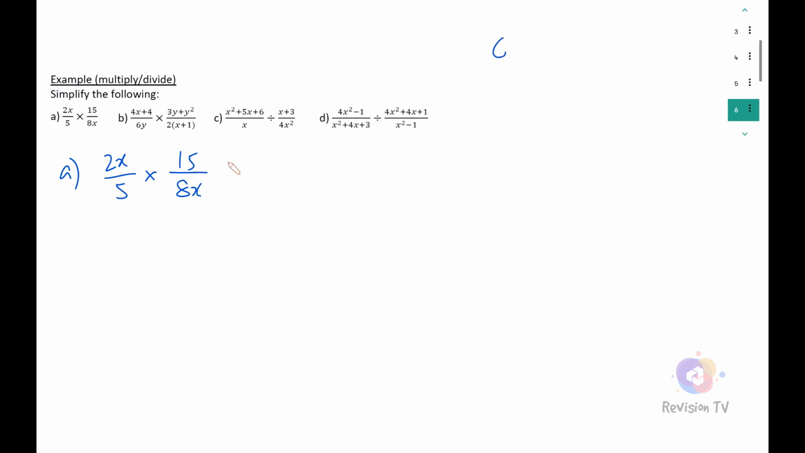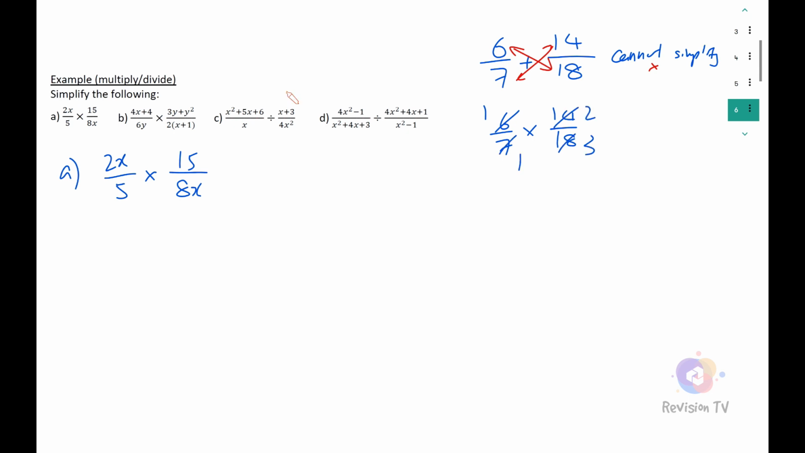Okay, now let me show you an example again. 6 over 7 plus, let's say, 14 over 18. Now, even though 6 and 18 could be simplified, because it's an add, we cannot simplify. I mean the 6 and 18, not 14 and 18, so we cannot simplify this. But if we are multiplying 6 over 7 times 14 over 18, then we can, because 6 and 18, 1 and 3, 7 and 14, we can see the answer is just 2 over 3. Much simpler.